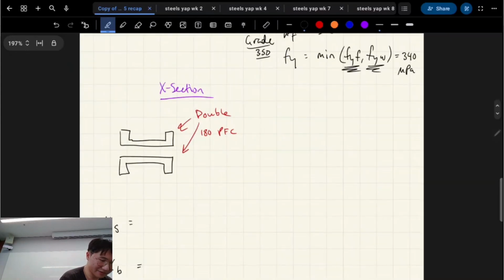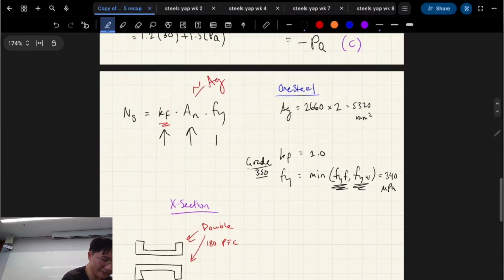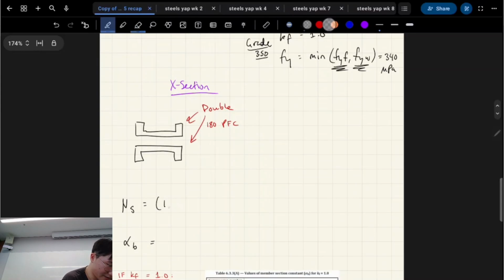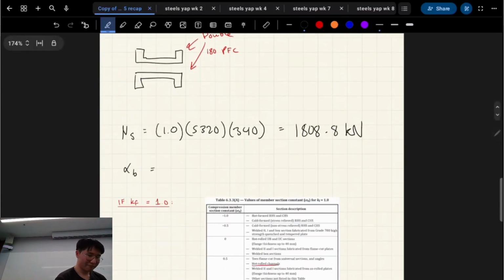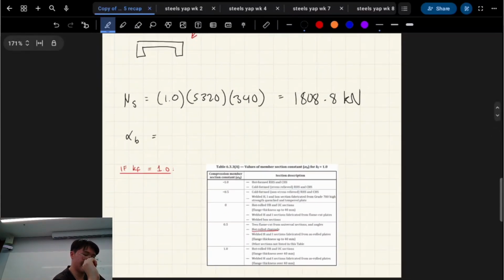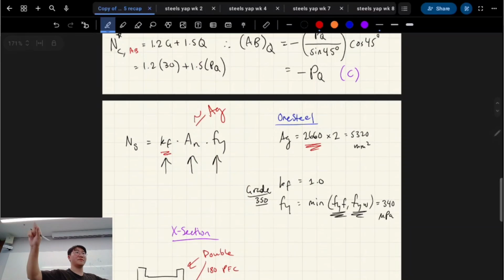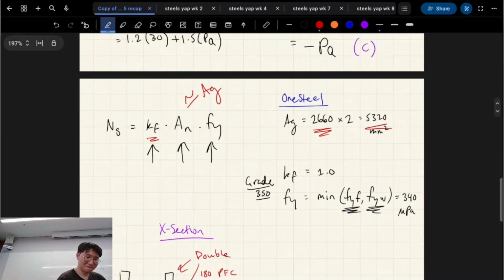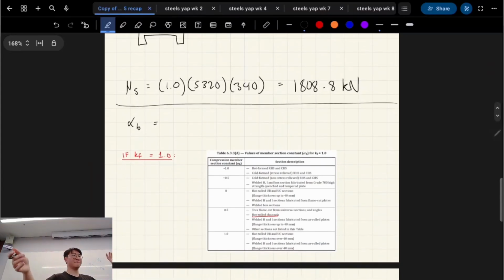So yeah, that's all the stuff that we had to grab. So we just plug that in. We get 1 for KF. We get the area. We get the yield strength. And again, I'm just going to jump straight to kilonewtons. That's our section strength in kilonewtons, right? Is that 5320 after you multiply by 2? Yes. This one, yeah. So that's for 180 PFC. That's for 2 180 PFCs. So that's section capacity done, right?